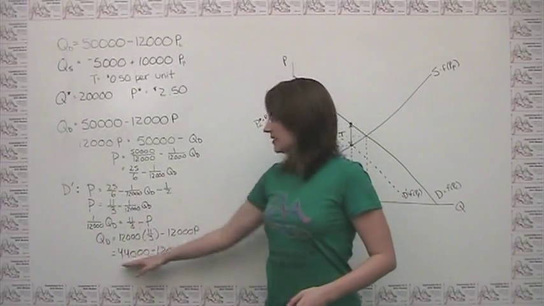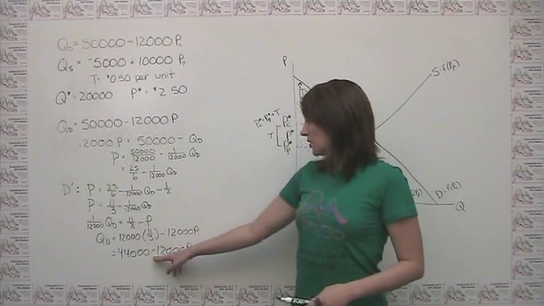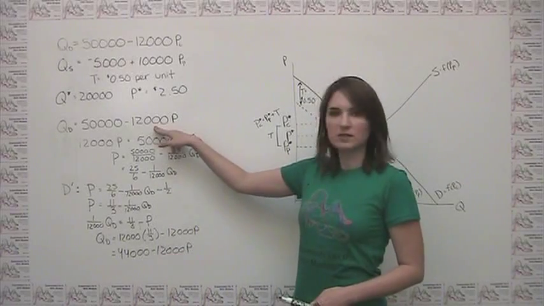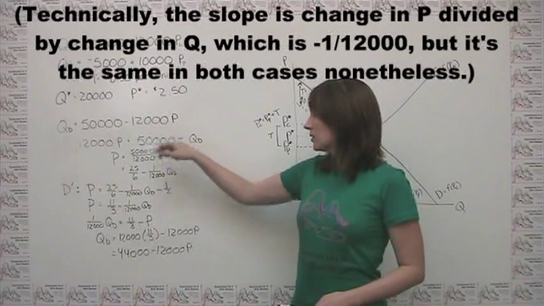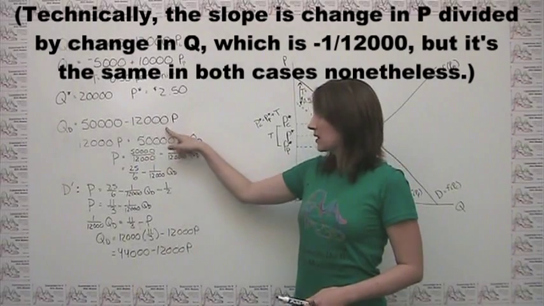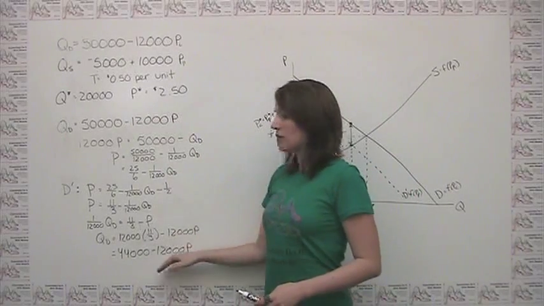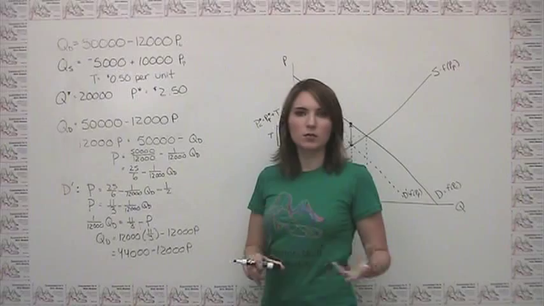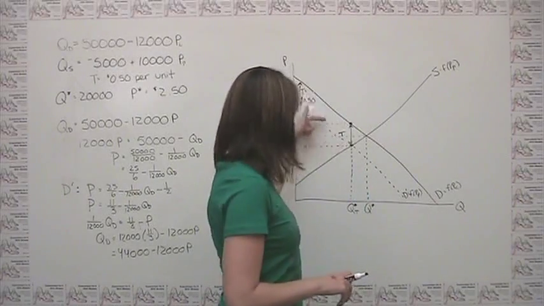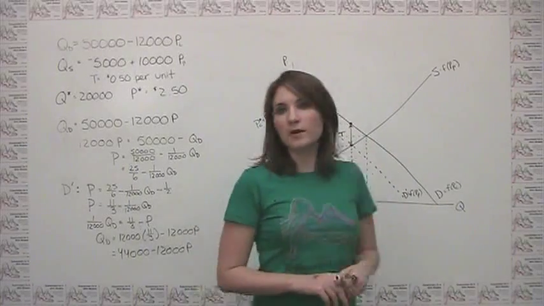We can do a sanity check on this, and we can notice a couple of things. First, the slope of the line is the same as the slope of the old demand curve, because we get negative 12,000 here and negative 12,000 here. If the coefficient on price in both equations is the same, then the slope of the lines is the same. That makes sense because we're just dealing with a parallel shift here. So, okay, so far so good.